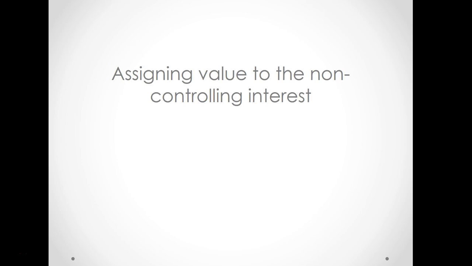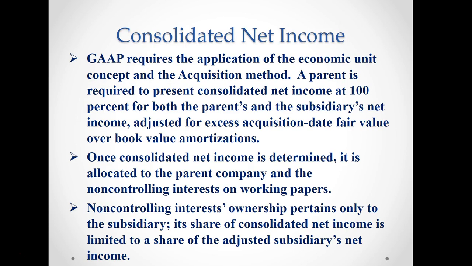Assigning value to the non-controlling interest. GAAP requires the application of the economic unit concept in the acquisition method. What that means is the parent is required to present consolidated net income at 100% for both the parent and the subsidiary's net income, adjusted for excess acquisition date fair value over book value amortizations. Once consolidated net income is determined, it is allocated to the parent and the non-controlling interest on the work papers.